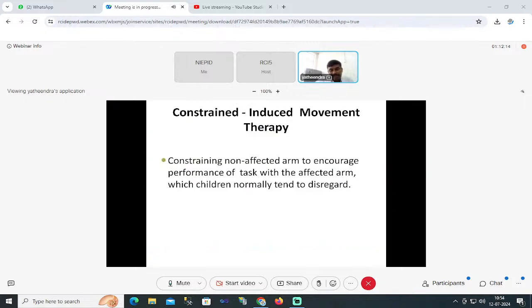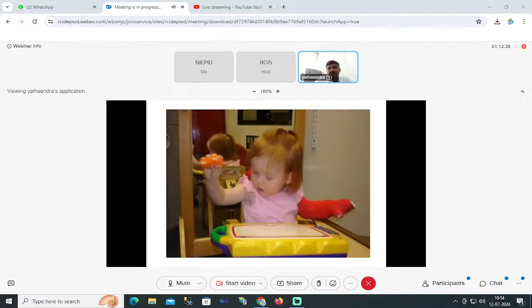And the third therapy: first was NDT, then sensory integration, and the third one is constraint induced movement therapy. When I say constraint, I am constraining the movement of a part of the body. For example, in the picture, the baby is affected on, sorry, here the right upper limb is affected, the left upper limb is normal. So I am constraining the movement of the normal side, so that she is encouraged to use the affected side. This is called constraint induced movement therapy. So this is another approach.